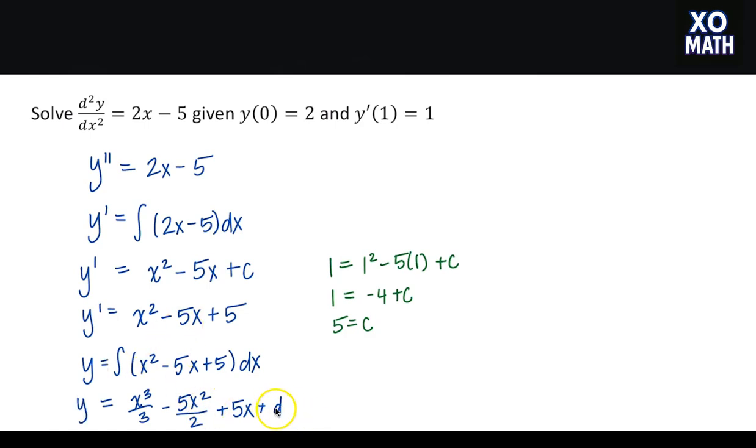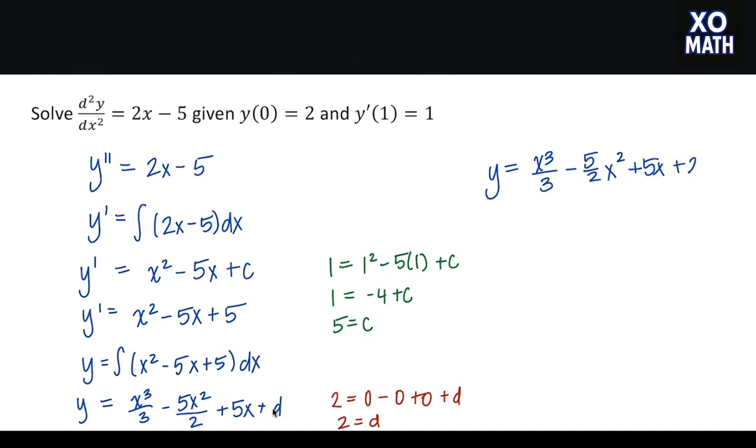So now we can solve for d because we have an initial condition involving the y function. When we substitute in 0 into each x, what should come out is 2. So if I go ahead and do that, I can almost do that mentally, but I'll show what's going on. So 2 is equal to 0 minus 0 plus 0 plus d. So d is equal to 2. And so now I can substitute that 2 back in for my final answer. So my final answer is the equation x cubed over 3 minus 5 halves x squared plus 5x plus 2.